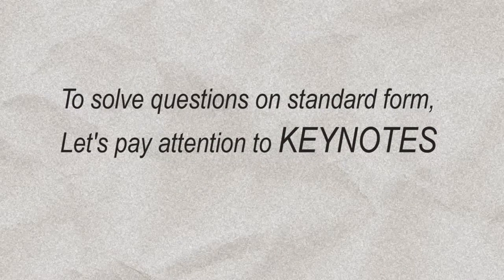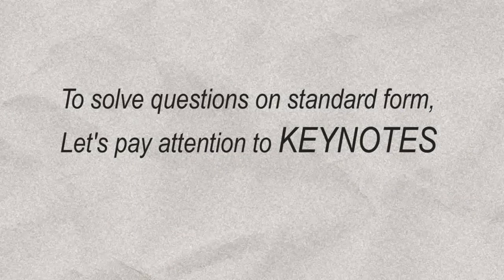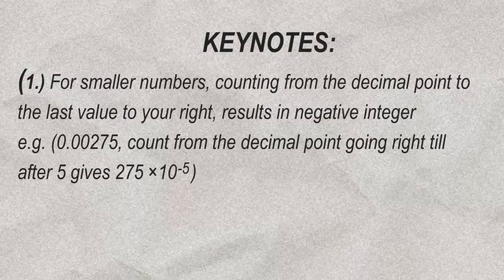Now we want to look at some keynotes that we need to pay attention to when carrying out problems in standard form. Keynote 1: for smaller numbers, counting from the decimal point to the last value on your right will always result in a negative integer. What do we mean by this? When you count from the decimal point to your right, it will always give you a negative power.